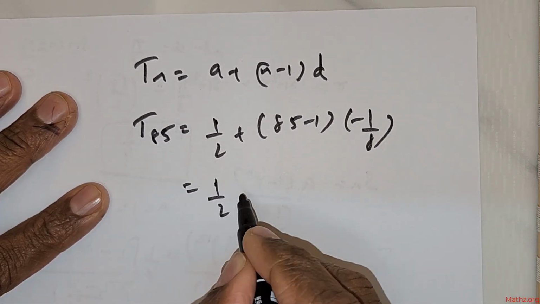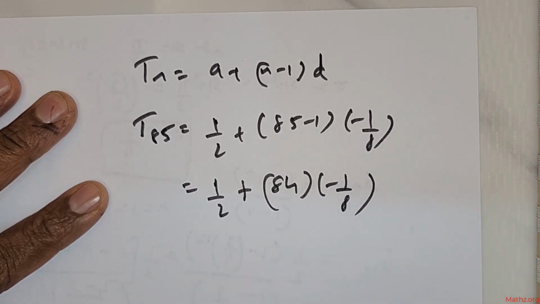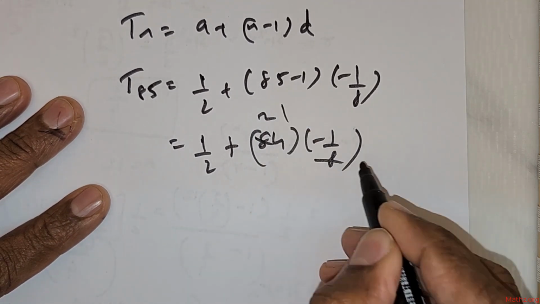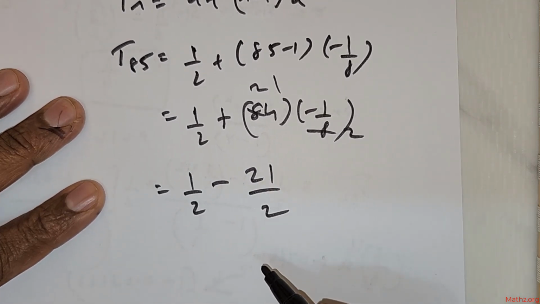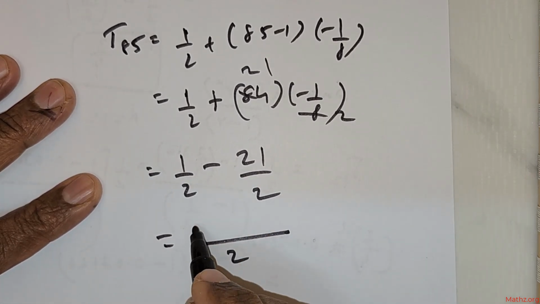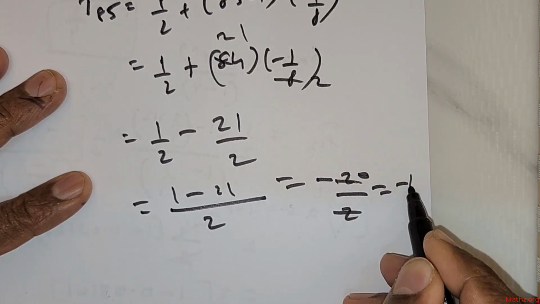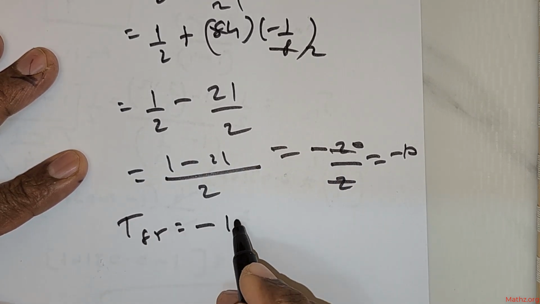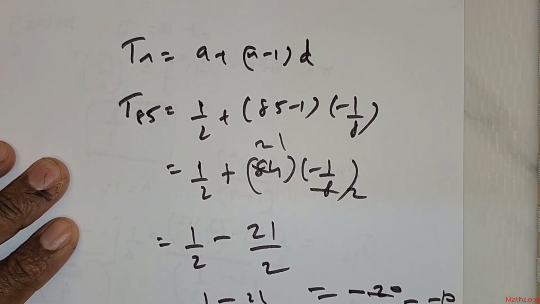So this is going to be 1 over 2 positive 85 negative 1, which is 84, times negative 1 over 8. So 4 divides here 2 times, 4 divides here 1 time, 4 divides here 2 times. So this is 1 over 2 negative 21 over 2. Now if I take the LCM as 2, this is 1 negative 21, which is negative 20 over 2, which would give us negative 10. So therefore T85 is negative 10. So that's the solution for this question. We have done this well. We move on to the next one, students.